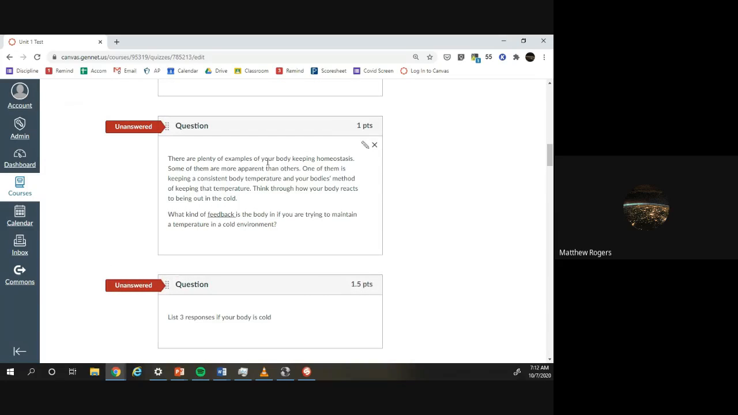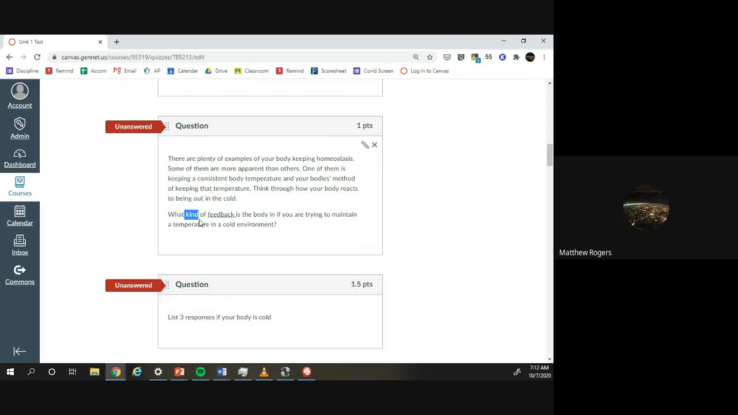There are plenty of examples of our body keeping homeostasis. Some of them are more apparent than others. One of them is keeping a consistent body temperature and your body's method of keeping that temperature. Think through how your body reacts to being out in the cold. What kind of feedback is the body in if you're trying to maintain a temperature in a cold environment? Some of you guys talked here about what it's like to be cold, which would be similar to the next question. Some of you guys went way off base. The answer here would just be negative feedback.